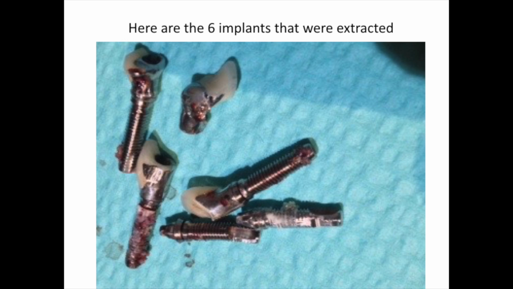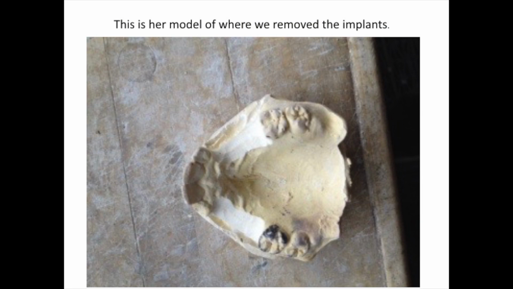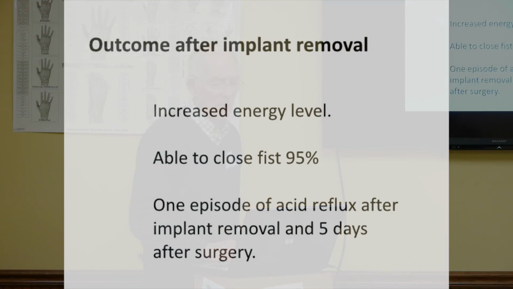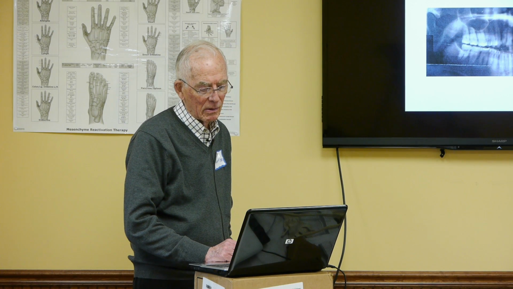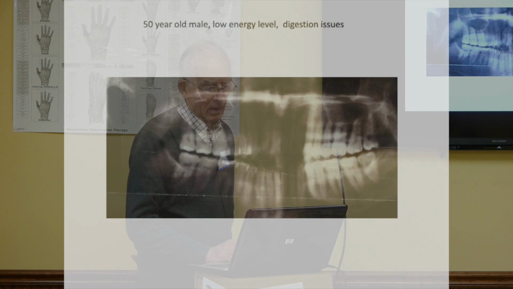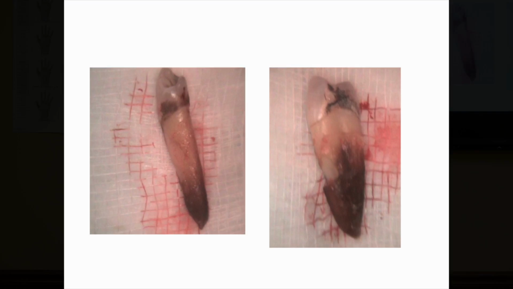I don't know, he just put it in there. We took it out and cut off the teeth, made a temporary partial and put that in. Outcome: removal of implants, increased energy. She could close her hand about 95% better, but I don't think it's going to take care of the scleroderma. This is with digestive issues, and we replaced the fillings that she had in her mouth with the good materials.